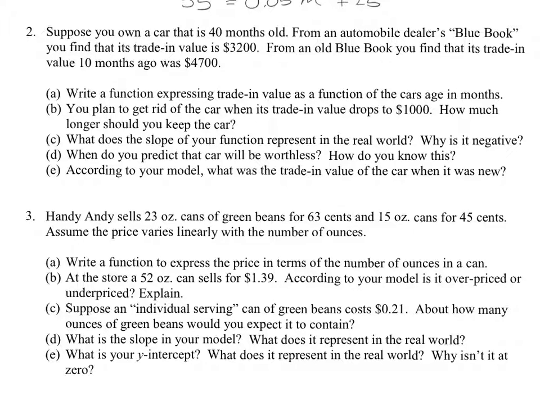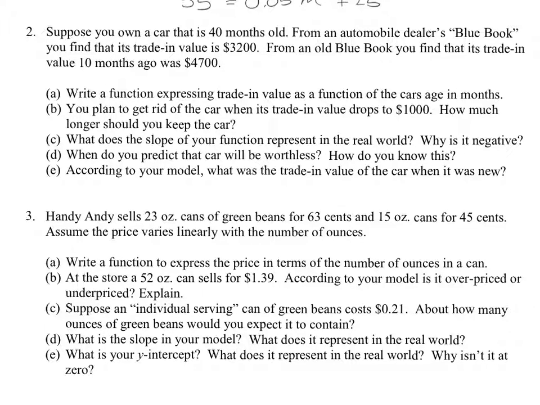Suppose that you own a car that's 40 months old. From the automobile dealer's Blue Book, a Blue Book is something that tells you the value of the car, you find that the trading value is now $3,200. From an old Blue Book, you find that its trading value 10 months ago was $4,700. It looks to me like I'm given 2 scenarios. And when I'm given 2 scenarios, I could think back to my linear functions from 3-4. It's like I'm given 2 coordinates here, right? I'm given 2 coordinates for number 2.